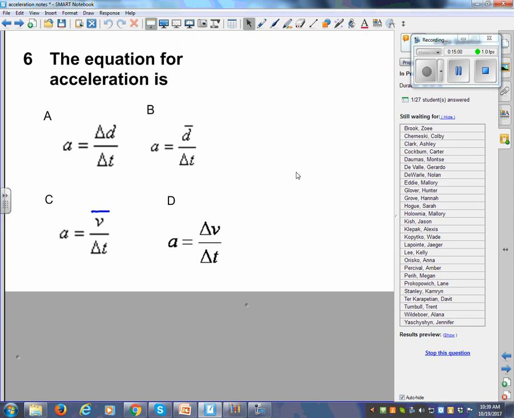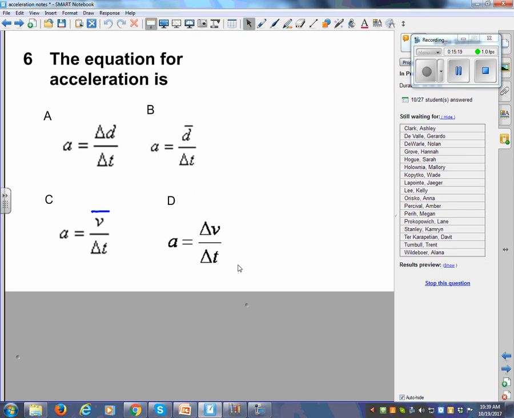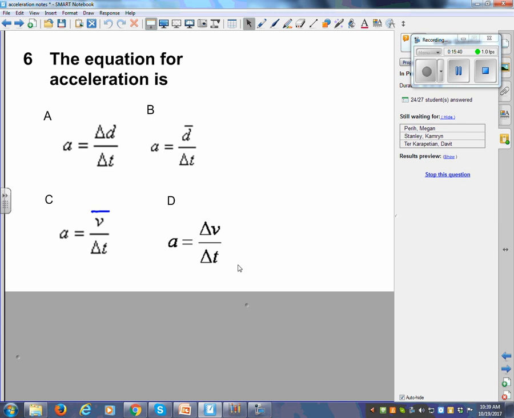So is acceleration equal to delta D over delta T, D bar, which is average, over delta T, V bar over delta T, or delta V over delta T? All a little bit confusing, I understand. You can guess, that's fine. Really, the clickers are just my way of making sure you're paying attention every once in a while. The acceleration is how fast you are changing your speed.